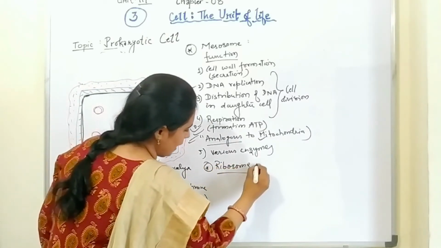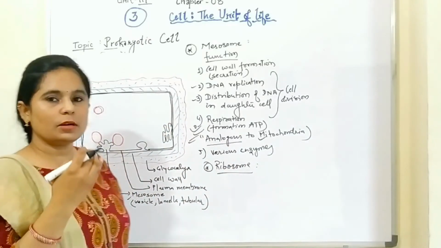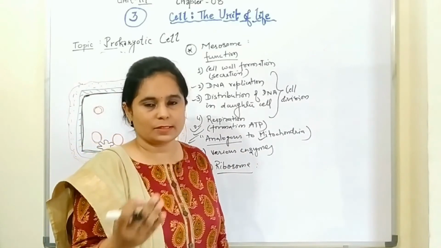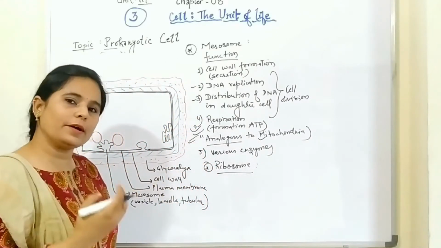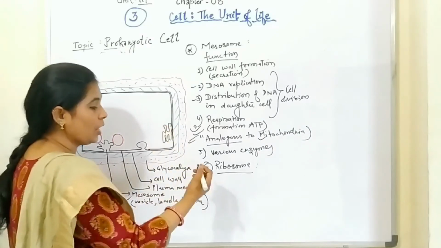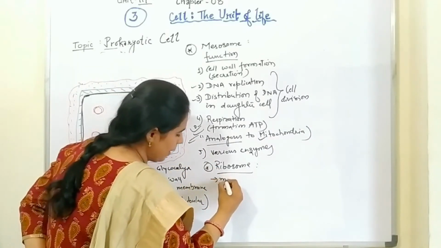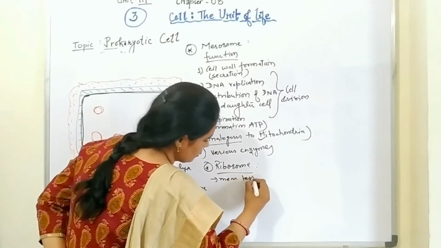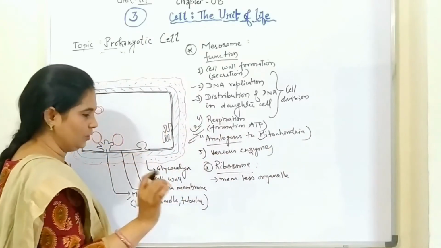You will read that ribosome structure in detail when I will teach you the eukaryotic parts of the cell. जब मैं eukaryotic organelles की बात करूंगी, तब मैं इस टॉपिक को और डिटेल में बताऊंगी. Fine. Now, this ribosome is a membraneless organelle. मतलब इसके पास membrane नहीं होता है.